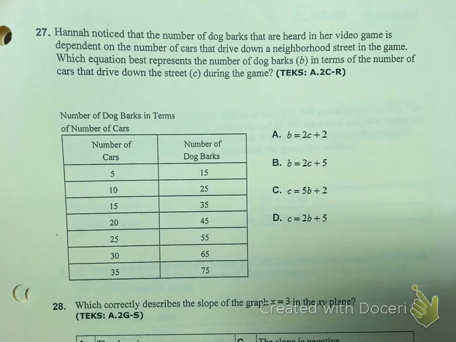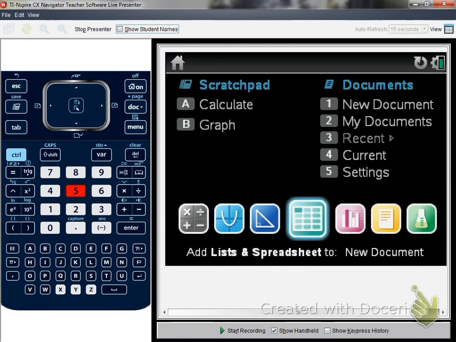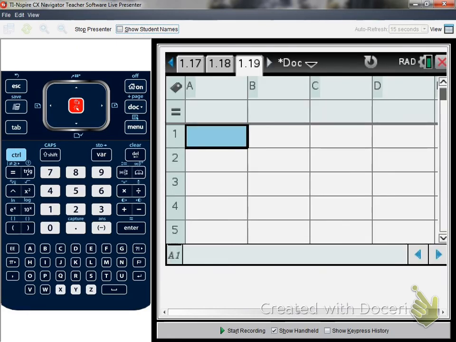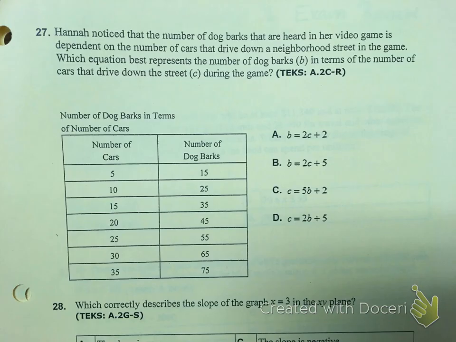With 27, there's a few ways you can do this. Like we did earlier where we plugged it into our calculator, you can make a list. And so I can go into spreadsheets, similar to how we did the one before this, where we plugged in our x and y and found a regression. You can solve this one that way, but what you can also do is look at your question, and we know that cars are C and dog barks are going to be B. What I would do is pick a couple of these points, so maybe start with something like 10 and 25, and then go into your equations, plug in 10 and 25 and see if they work.